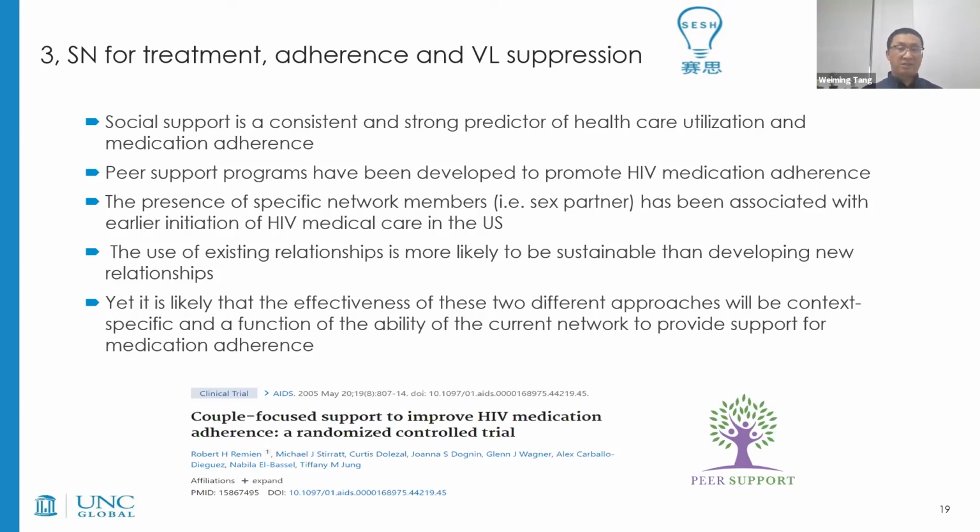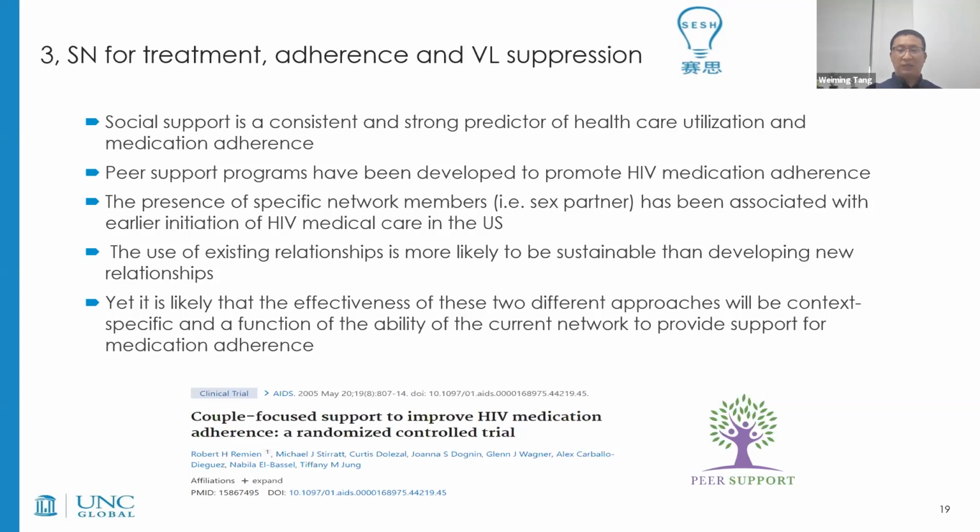And the use of existing relationships is more likely to be sustainable than developing a new relationship, which means index people or peer educators can just use their existing social network to promote the testing. They do not need to specifically develop a new social network for our intervention. Yet, it is likely that the effect of both newly developed relationships and the existing social network will be specific and depend on the ability of the current network to provide support for medical adherence.